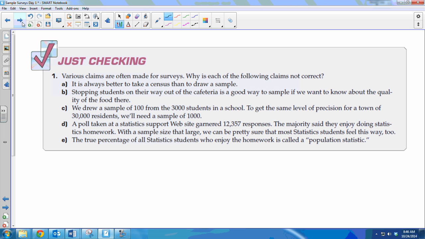So if you're just worried about the quality of the food, you only want to survey the people that are actually eating the food. So that's a different population than what you're surveying. So you're introducing bias in part B because you're asking everybody that's in the cafeteria. And that's not going to answer your question. That's the wrong population to survey from.